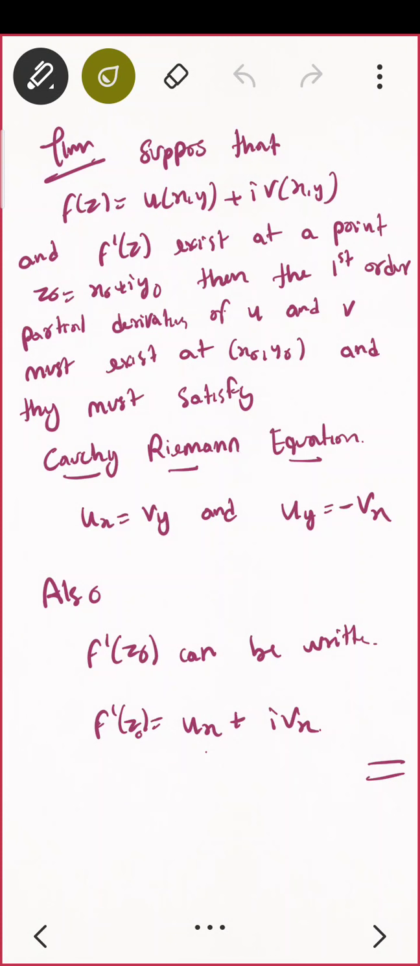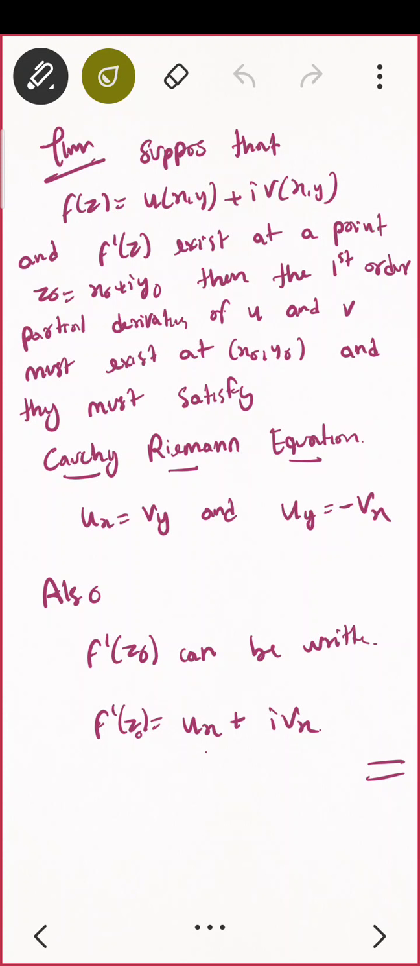Then I just reframed whatever we proved as a statement, as a theorem. Suppose that f of z is u plus iv and the derivative exists here. The main condition is that only the derivative exists at a point z naught. Then the first order partial derivatives of u and v must exist at that point, and they must satisfy the CR equation, because that is the Cauchy-Riemann equation.